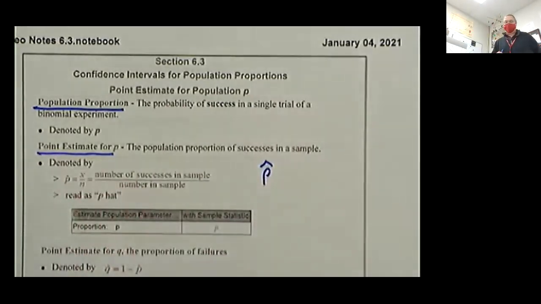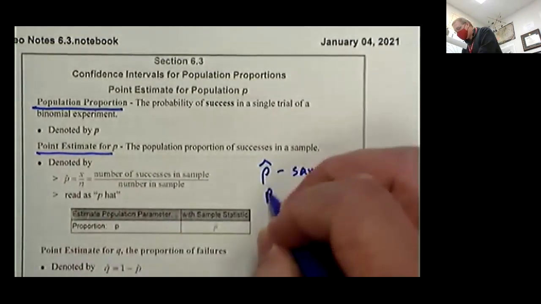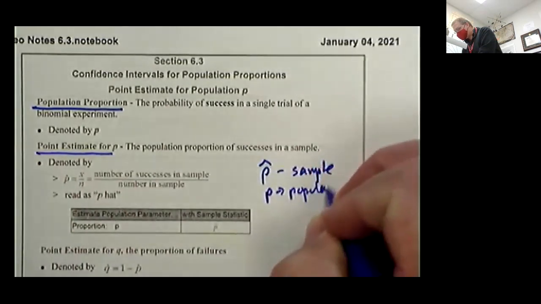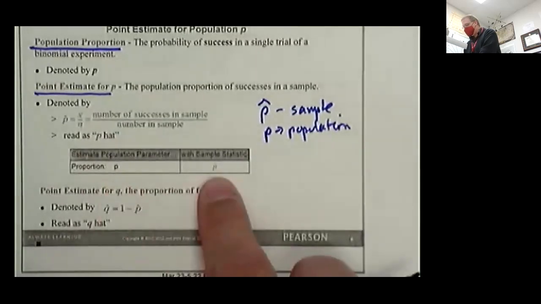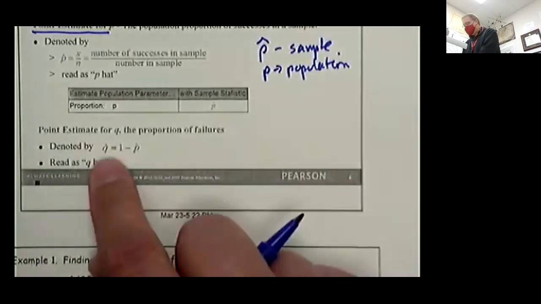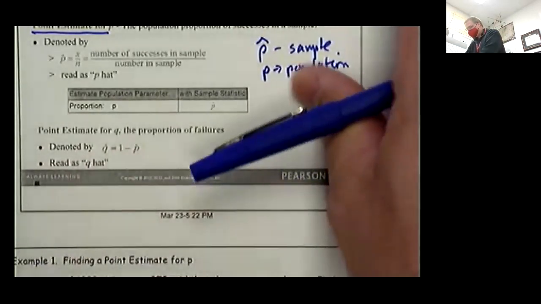So in chapter 4, when we looked at discrete probability distributions, P was the percentage of successes and Q was the percentage of failures. This is going to be the same thing, except P hat applies to the sample, whereas P is the population. So the population is P, the sample statistic is P hat. We'll do the same thing for Q hat. Q hat would be the sample failure percentage, which is 1 minus P hat.